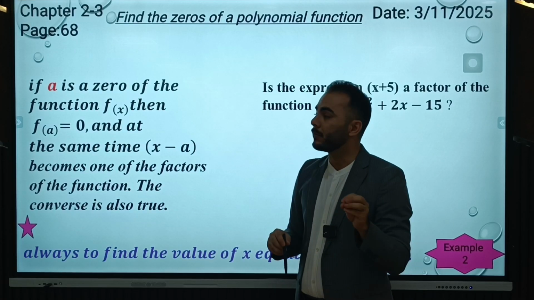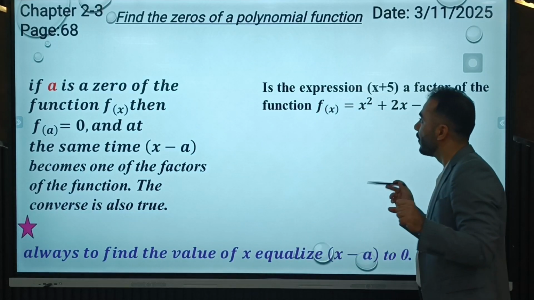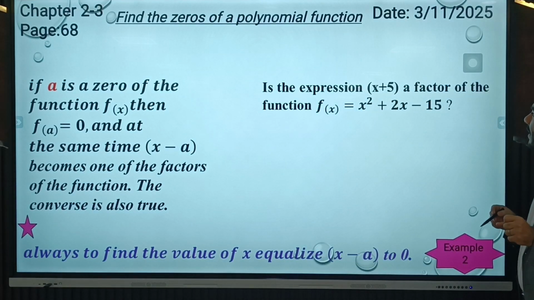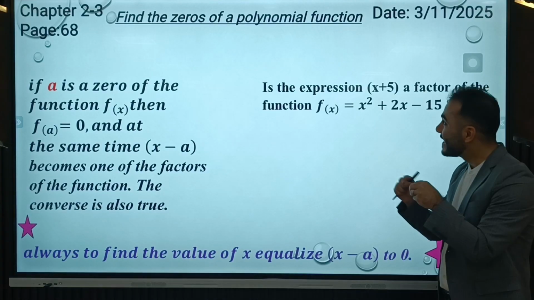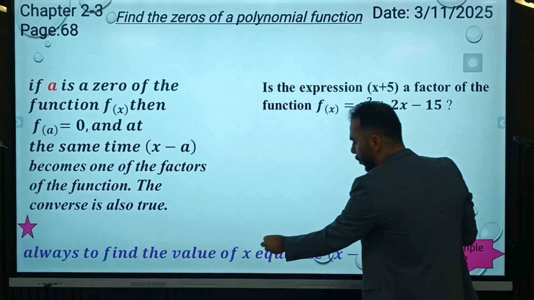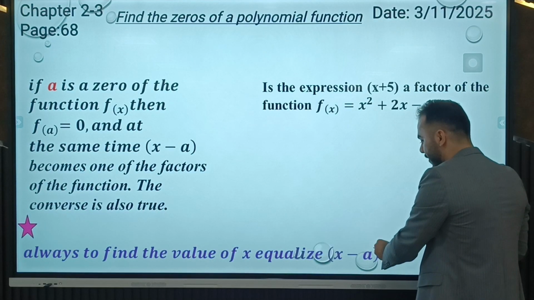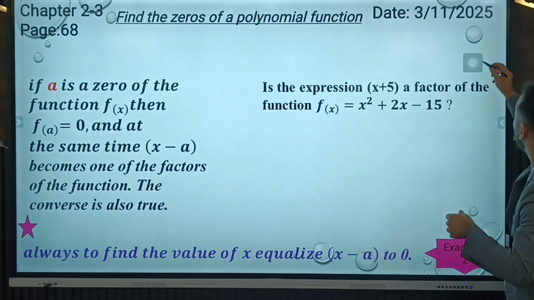So is the expression x plus 5 a factor of the function f of x equal to x squared plus 2x minus 15? Here it says that always, to find the value of x, equalize x minus a to 0. So what do we have here as x plus 5, x minus a? So we have got this factor. Let me bring my pen.